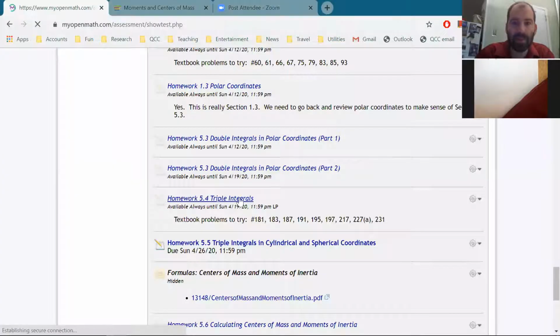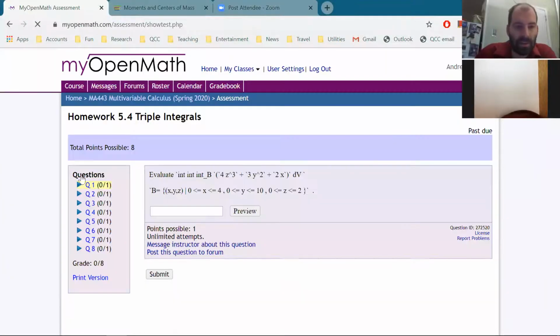All right. So we have a question about section 5.4, number 8. So let's take a look at this. I'm going to share my browser window so we can look at this together. 5.4, number 8. Let's see.